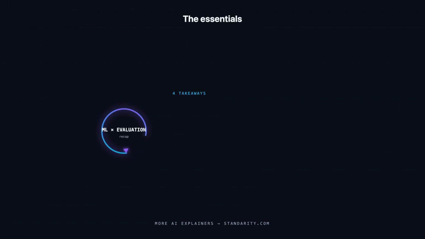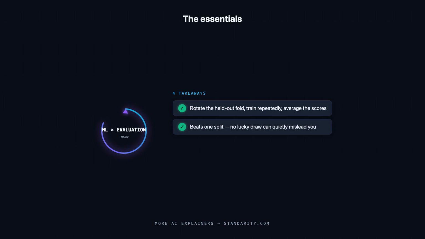Okay, let's lock in the essentials before you go. The technique rotates which fold is held out, training the model several times, and averaging the scores into one dependable number. It beats a single split because no one lucky or unlucky draw can quietly mislead you about how good your model really is. Handy variants adapt the loop to your data.